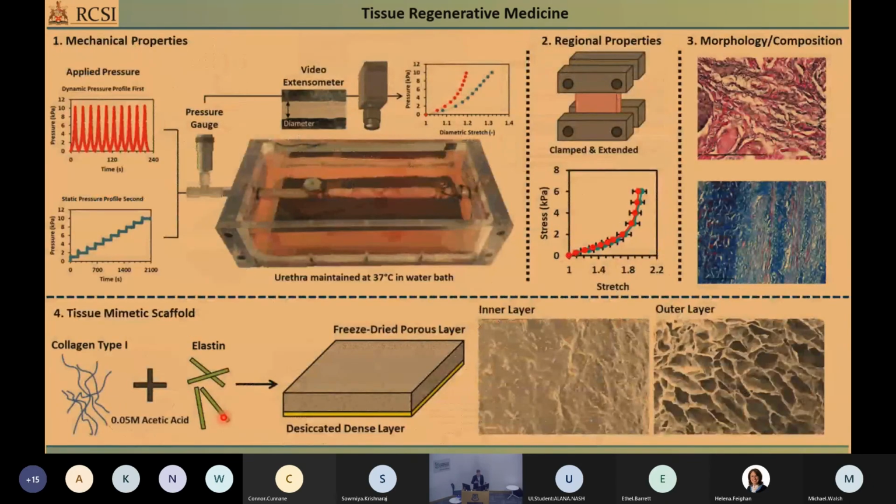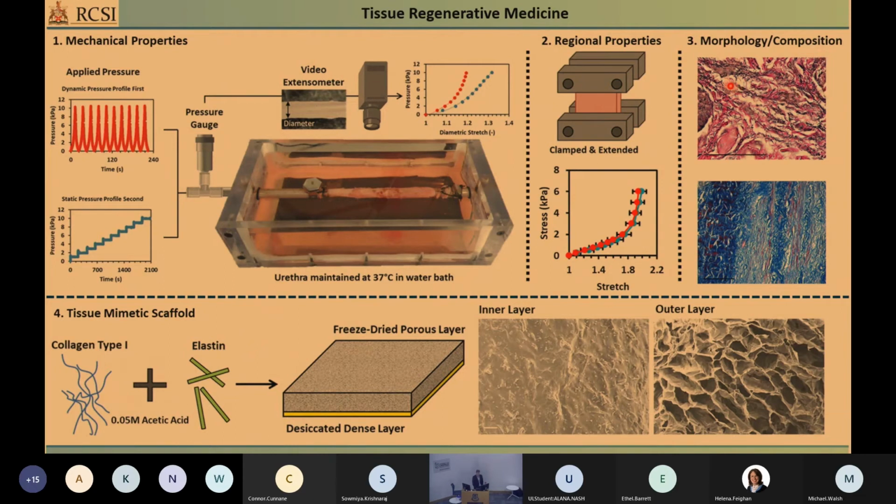So what we wanted to do was develop a scaffold that was based on the native tissue, so a mimetic scaffold that would function as a tissue until the tissue could be regrown. And what we did was we targeted the urethra. We wanted to be able to regrow the urethra for people who had actually already received an injury and needed new tissue. So we set about mechanically characterising it using physiological pressure profiles, looking at the different regional properties so that we knew do different regions of the tissue need different types of scaffold and regeneration, and then looking at the morphology and composition of the tissue.